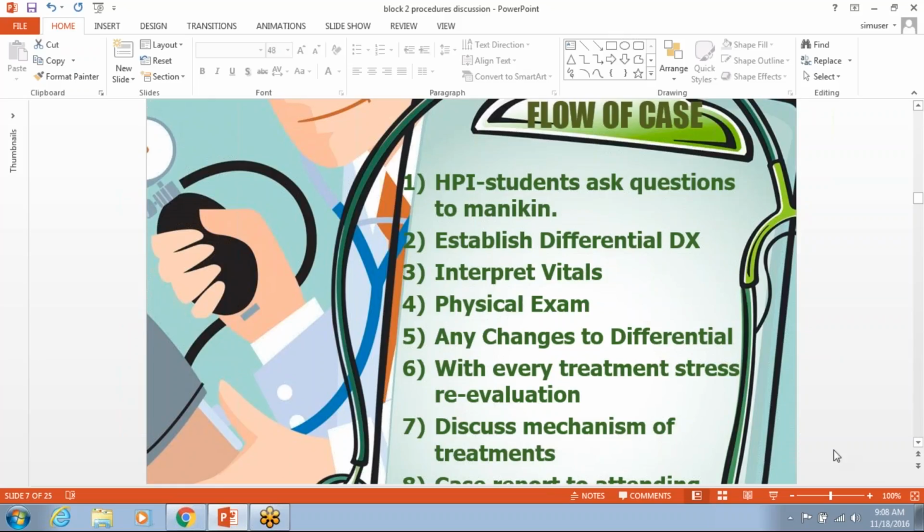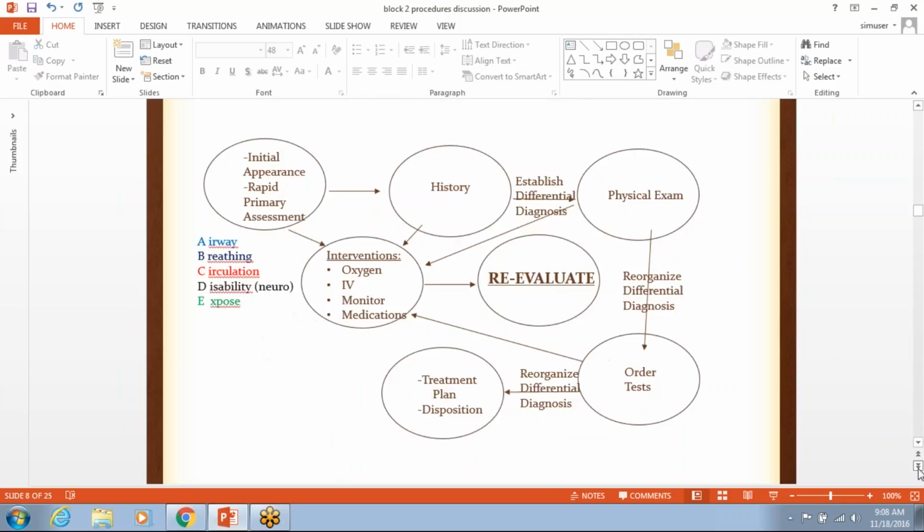And then discussing the management. Discussing the mechanism of different treatments, so how do these treatments work? So this is kind of where the facilitating would go. So why do they pick a certain medication? How does that mechanism work of that medication? And what are they expecting to result from that treatment? And number 8 says reporting the case to the attending. And we'll go through that in a minute.